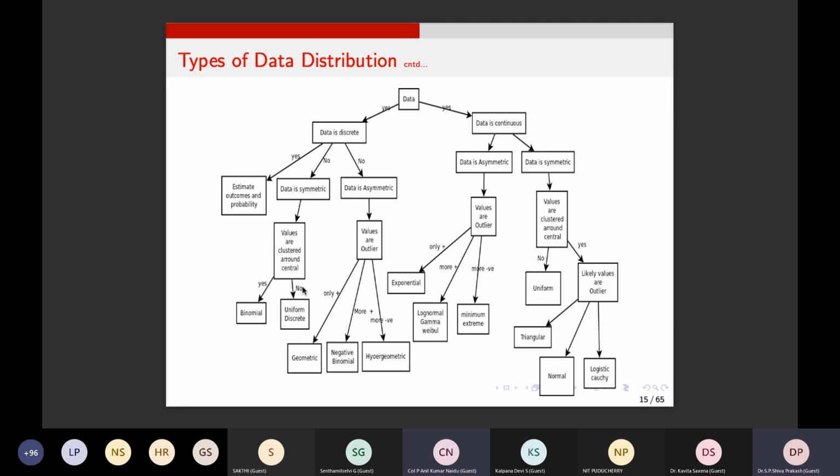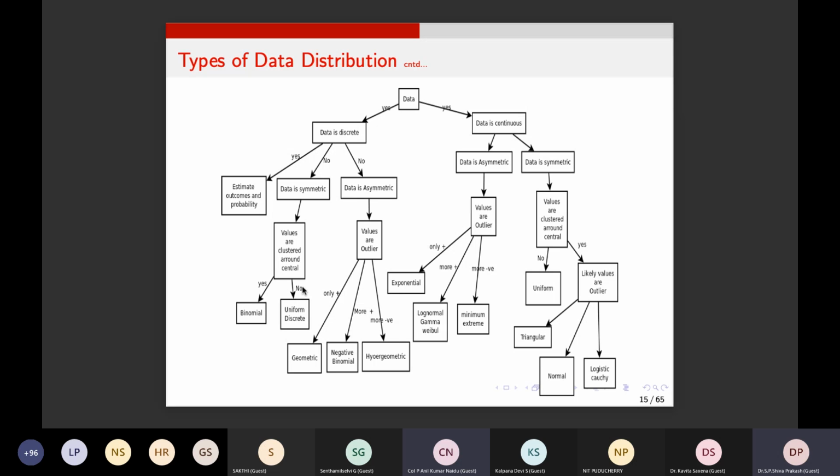When the data is symmetric, the values are clustered around the center, and you have two categories: it could be uniform, or the likely values are outliers. When it is outlier, it could be triangular, normal, or logistic. So if you consider any data distribution, it falls into these categories, and we can say that the data can be in any of these forms.